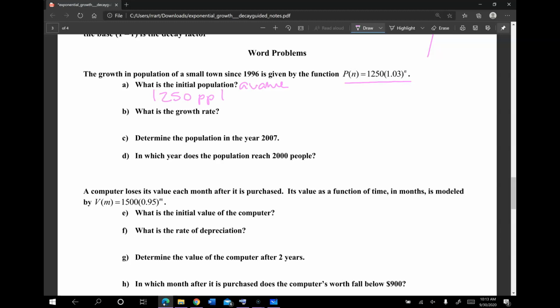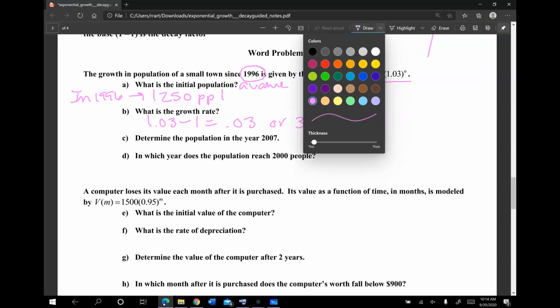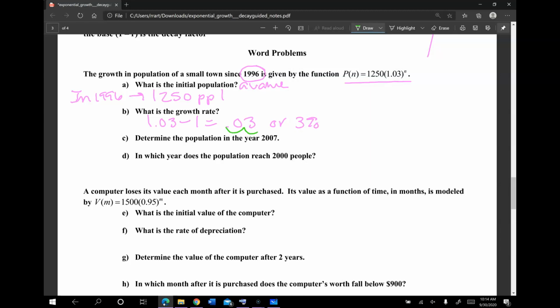Okay? And when did that happen? Happened in 1996. So you would say in 1996, there was that many people. Growth rate. To find your growth rate, you have to take what's in parentheses, subtract 1, and that gives you my growth rate of 3%. Because I moved that decimal. When you convert a decimal to a percent, you got to move that decimal 2 places to the right. That's how I got the 3%.